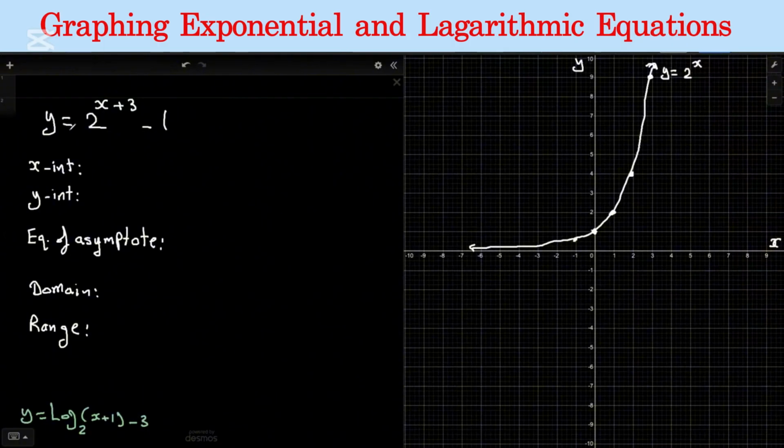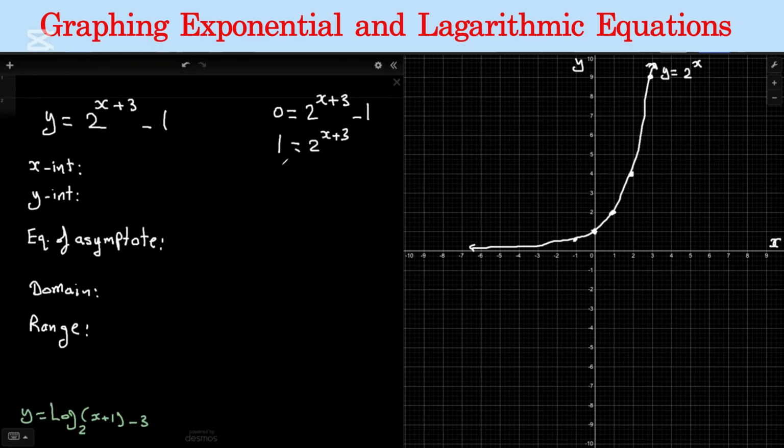So here, the x-intercept, all you need to do is make y 0. So I'm just going to do this on the side here. So if you make y 0 equals 2 to the power of x plus 3 minus 1, I'm going to move the negative 1 to this side. So it becomes positive 1 equals 2 to the power of x plus 3.